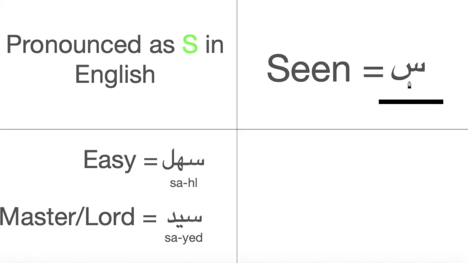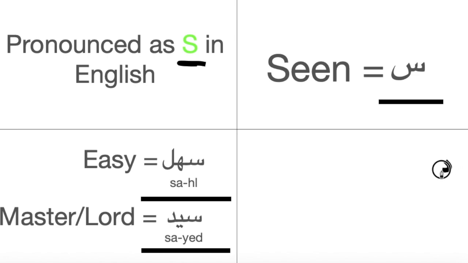Seen, pronounced as S in English. Seen as in sahl. Sahl means easy. This homework is sahl. Seen, he, lam. Sahl, easy. Or as in Sayyid. Sayyid means master or lord. Seen, ye, dal. Sayyid, master or lord.